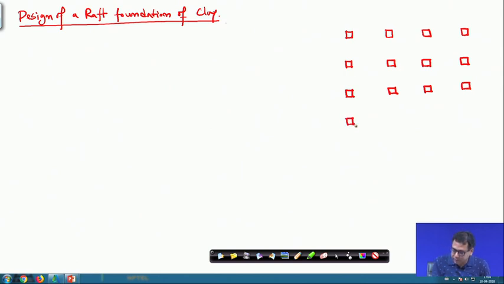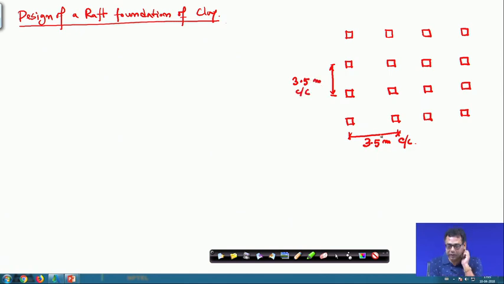So, this is the column arrangement of a building. It is 3 meter center to center, each column is 3 meter center to center this side, and this side each column is 3.5 meter center to center. This is also 3.5 meter center to center, this is also 3.5 meter center to center.